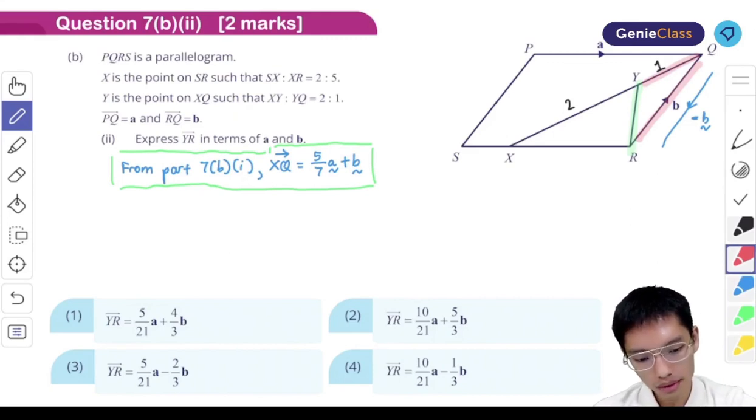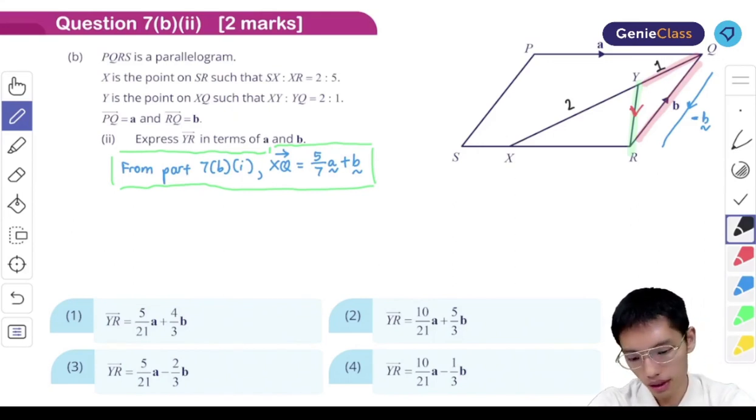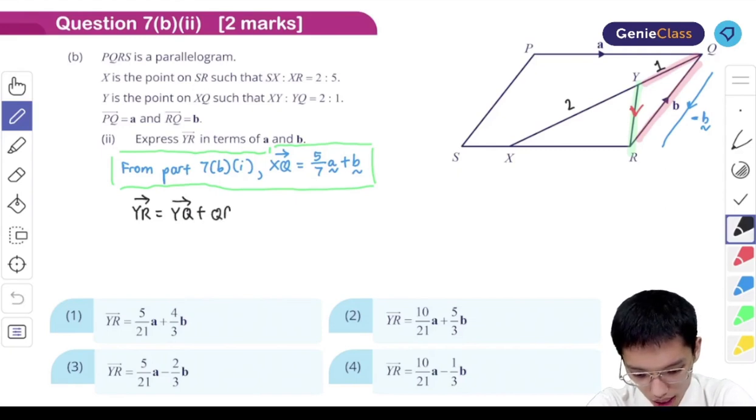Now once we have that first thing, what is YR? That's where we have to get our direction right. Vectors, important thing: magnitude is not much of an issue, it's the direction usually. So we have YR equals YQ plus QR over here.